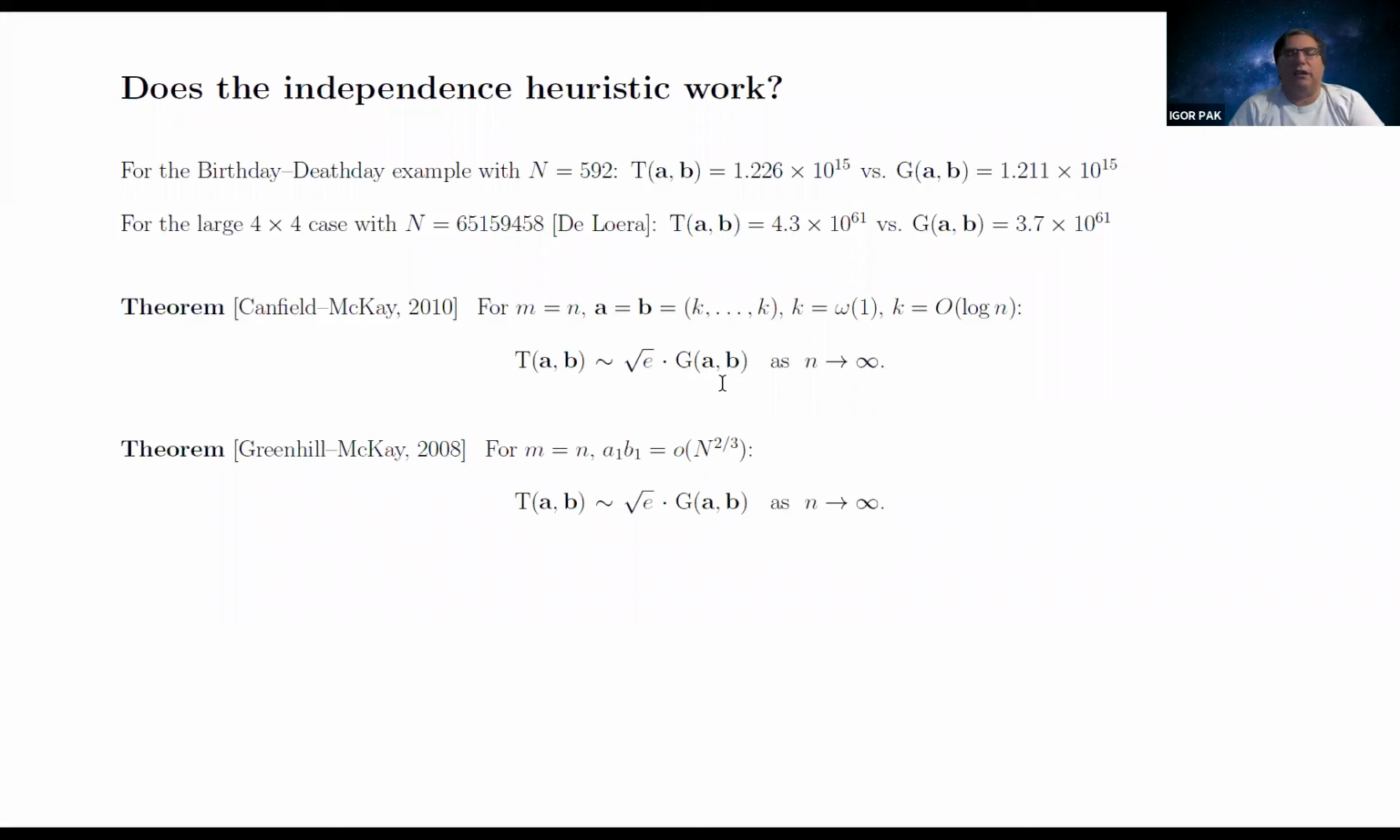And Greenhill and McKay proved the same thing. Essentially, every time I'm stating the results, I'm stating them in a very special case. They have lots of conditions, but in essence, they prove that you get the same square root of e term for contingency tables which do not have row sums and column sums that are fairly small.